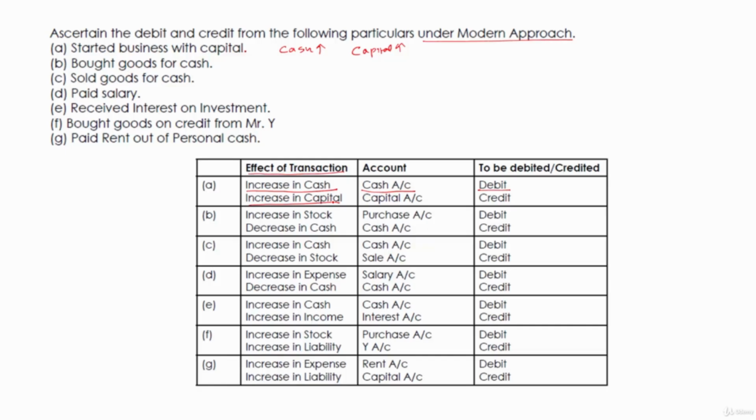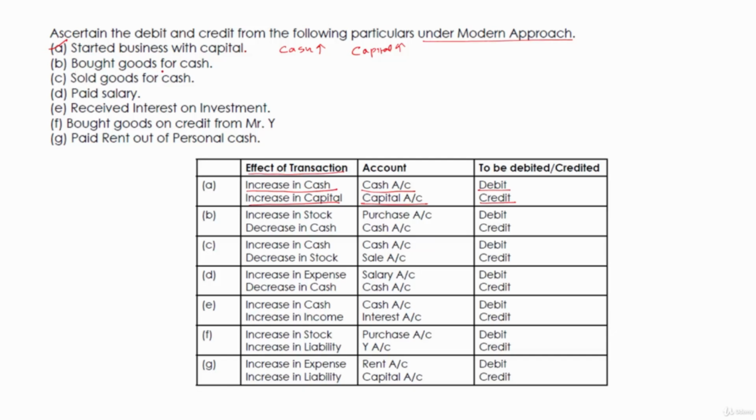Next, increase in capital. Account affected will be capital account, and this is coming from the owner. So this is basically personal account in nature. Personal account says debit the receiver, credit the giver. So here this capital is contributed by the owner, so capital account should be credited. Okay, this is item A.